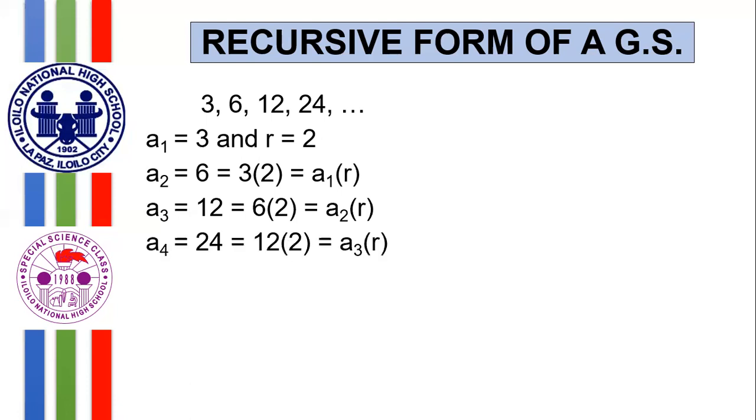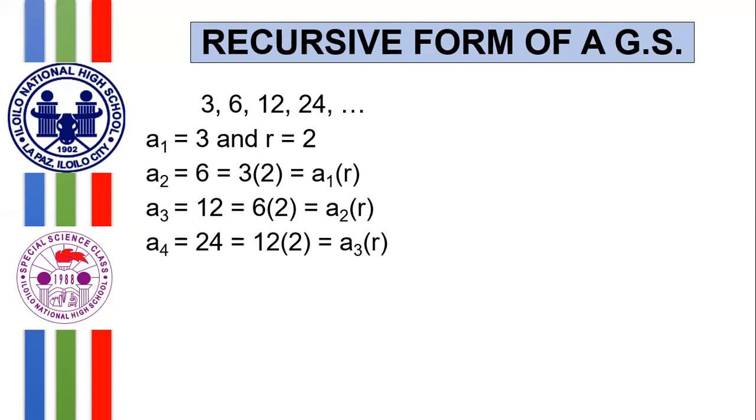And for the fourth term, which is 24, using the third term, you multiply 12 by 2, right? But 12 is the third term, which is your a sub 3. That's why 12 was replaced by a sub 3. And 2 again is our common ratio. So take a look. A sub 2 is a sub 1 times r. A sub 3 is a sub 2 times r. A sub 4 is a sub 3 times r.